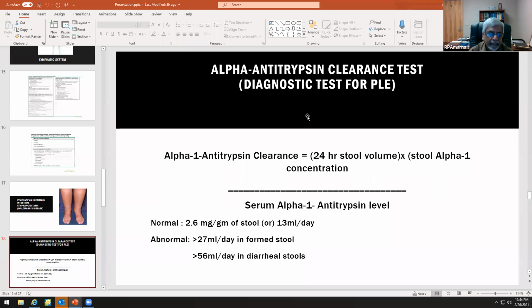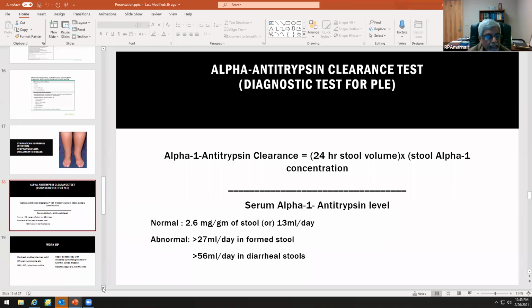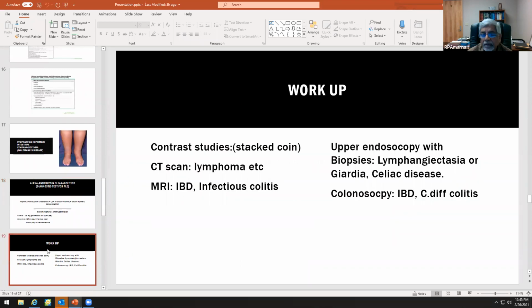Once we've done a urinalysis and the urinalysis doesn't show proteinuria, then we go on to do this test and say, okay, this patient has protein-losing enteropathy based on this test. Then we need to do the additional workup, more going towards the diagnosis of underlying conditions.